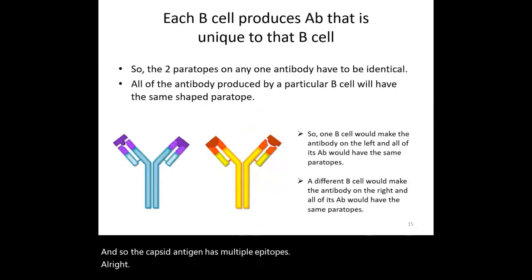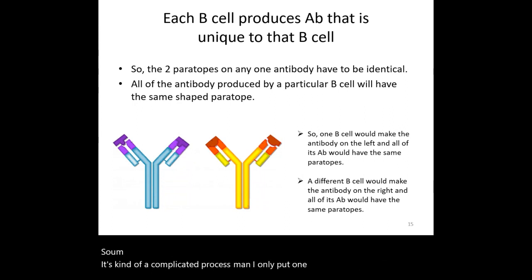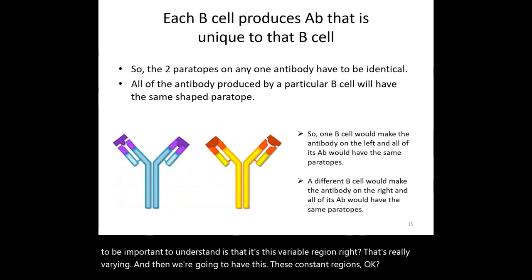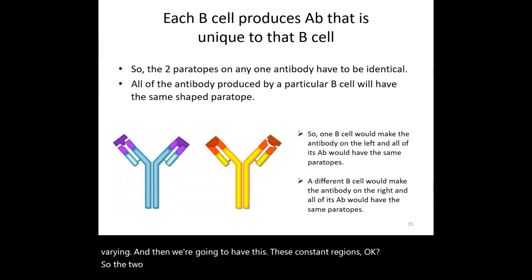All right, so I'm going to wrap up this video with how do we get such diverse antibodies. So it's kind of a complicated process, and I only put one slide in here. But what is going to be important to understand is that it's this variable region that's really varying. And then we're going to have these constant regions, okay? So the 2 paratopes on a single antibody must be identical, right?